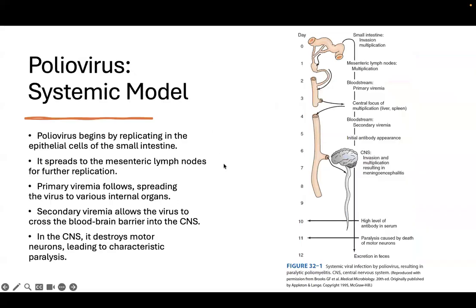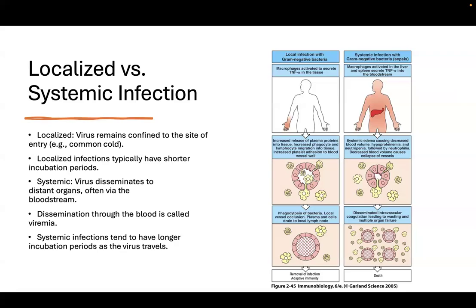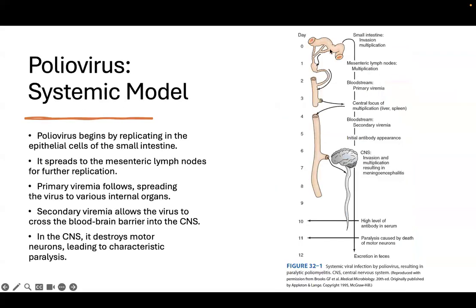I'm going to give you a very good example of how a virus really uses a systemic infection. So at day 0, you're infected with polio. And usually polio happens through ingestion. You basically eat something that has, let's say, polio.